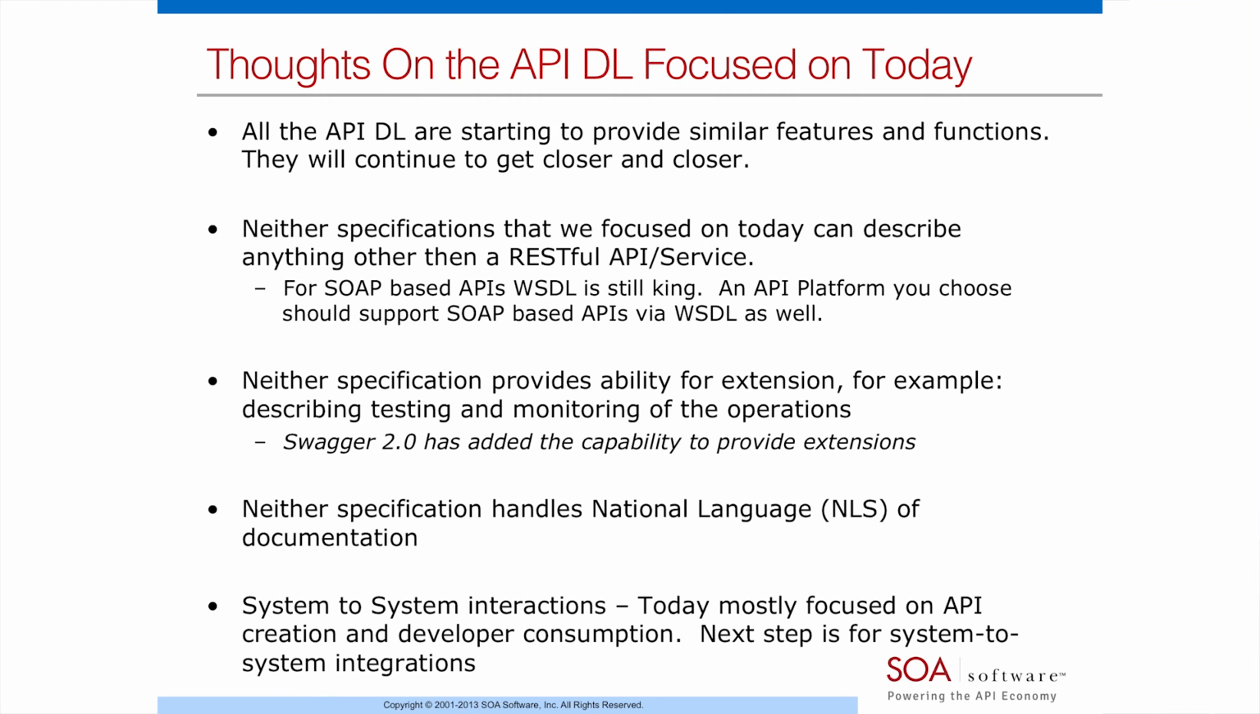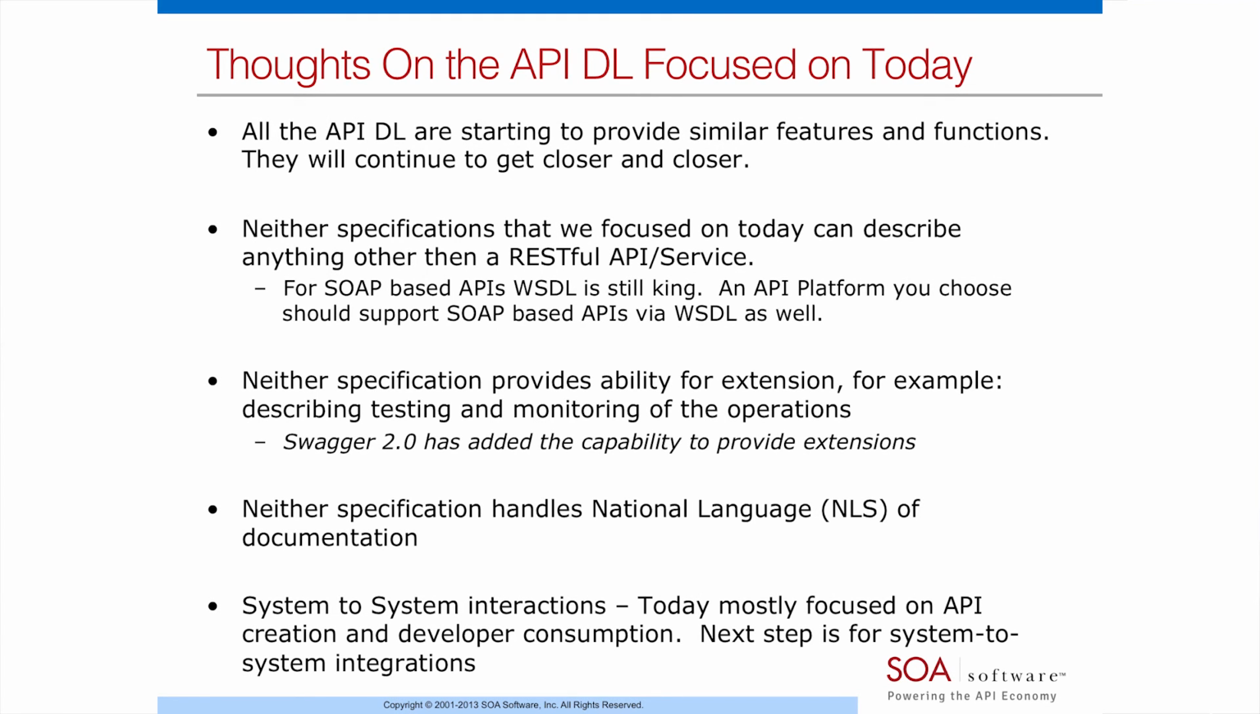Okay. Thoughts on API description languages today? Well, all API description languages are starting to provide similar features and functions. I mean, you're going to see that with API Blueprint. API Blueprint has a lot of similar characteristics as RAML. It's just not widely adopted and definitely not as robust as RAML. Swagger is also starting to move more to a RAML-like specification as well, being able to do the top-down designs. It's contributed by a third party, but you're going to see that merge.